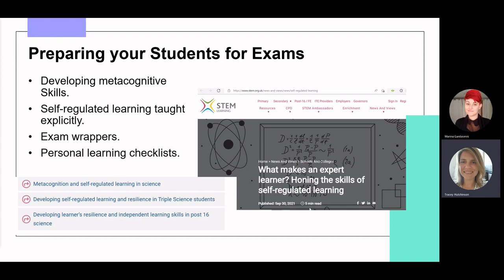So in simple terms, metacognitive skills are the ability of a student to monitor, direct and review their own learning. There are also exam wrappers. This is about going beyond just the grade. It's about students identifying their own individual areas of strengths and weaknesses to guide further study.